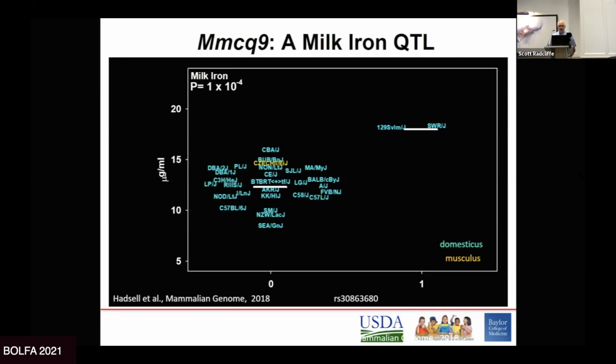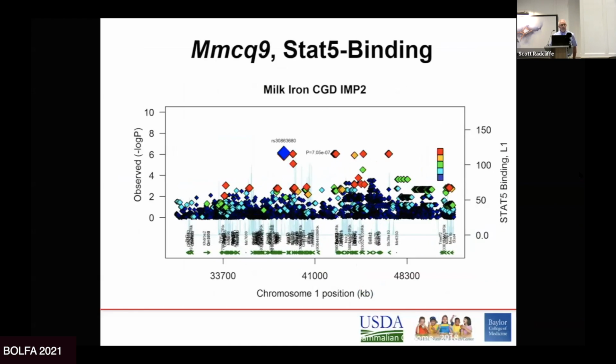But what you see here are the strains that were measured, and the genotype of the SNP is shown on the bottom. So the 0 is the wild type allele of the SNP, and the 1 is the alternate allele. And you can see most of the strains in the wild type group have an average iron concentration in the milk of about 14 or so micrograms per mil, but there are 2 strains in the alternate group that have about 40% more iron in their milk. So this was really something that piqued our interest, and we went on to focus on this region in a little more detail.